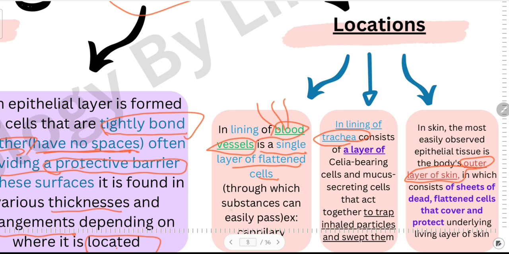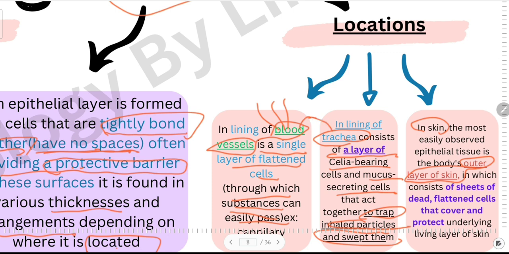And in capillaries, this single layer can also help in the gas exchange between the carbon dioxide and oxygen. While in the lining of the trachea, they also consist of a single layer, but they have cilia-bearing cells and mucus-secreting cells. Both of them, the cilia-bearing and the mucus, act together to trap the inhaled particles and sweep them away to the pharynx.